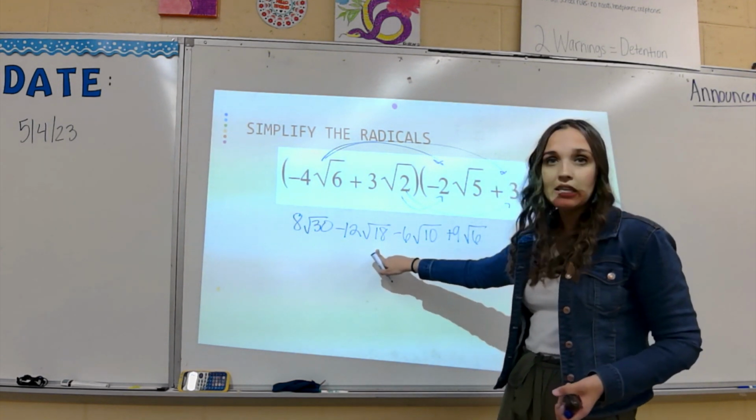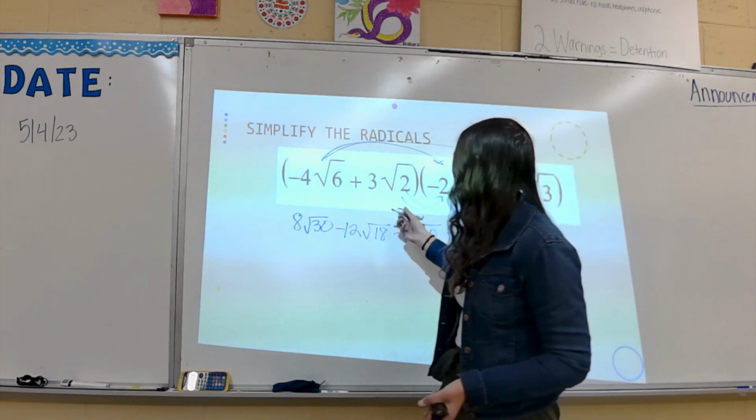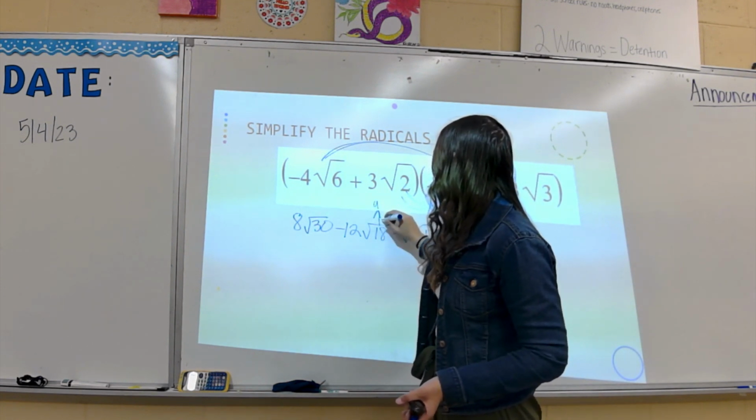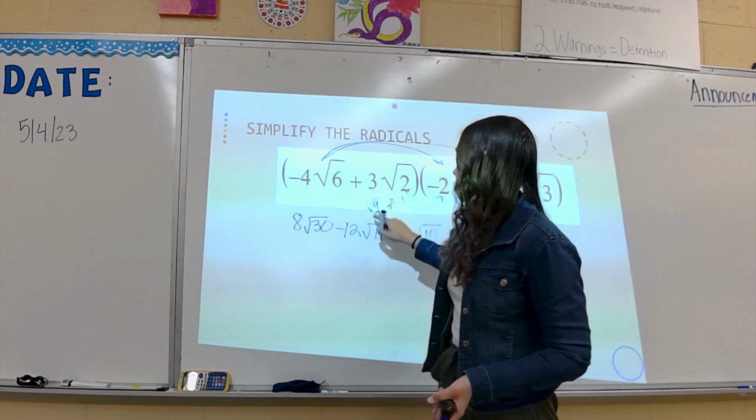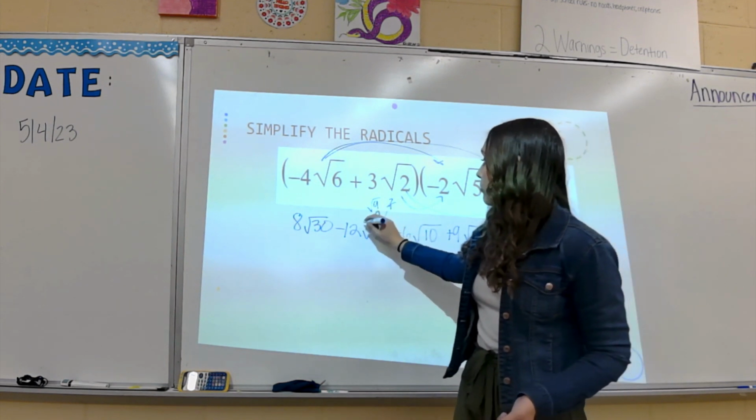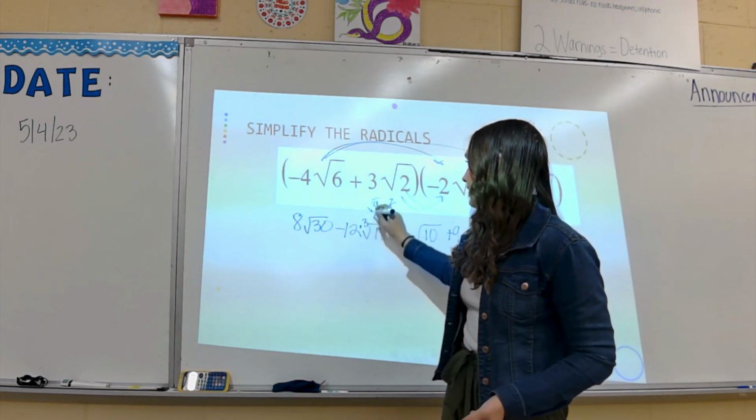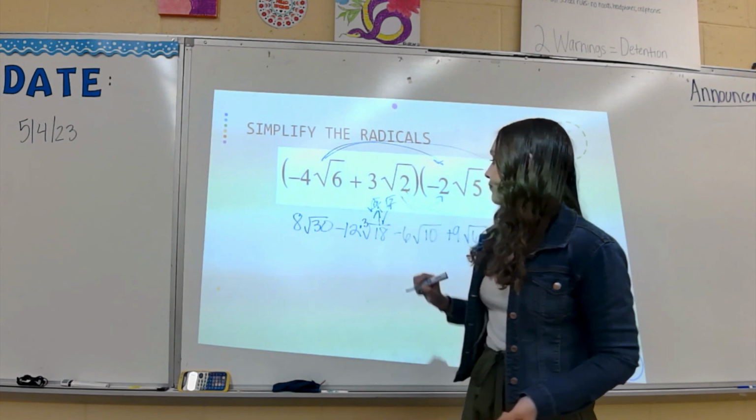Is the square root of 18? Yes, we just saw this. We did 9 and 2. So the square root of 9 is 3. So we multiply this by 3, and I get negative 36, square root of 2.